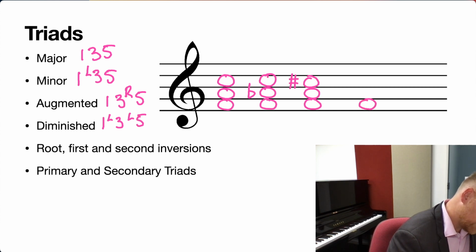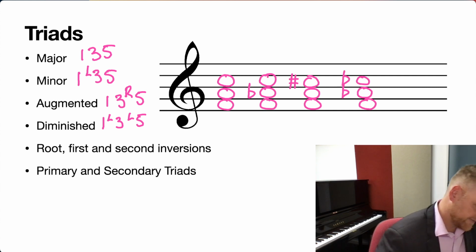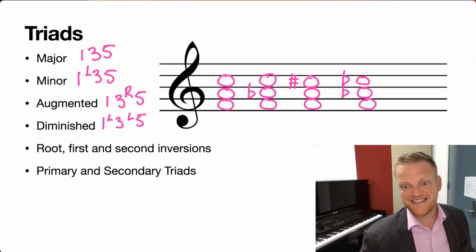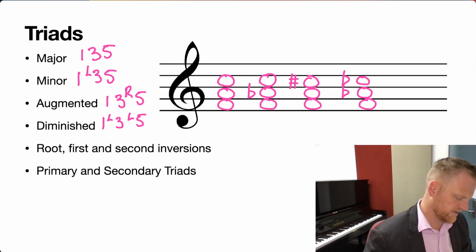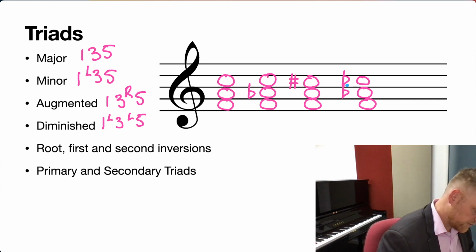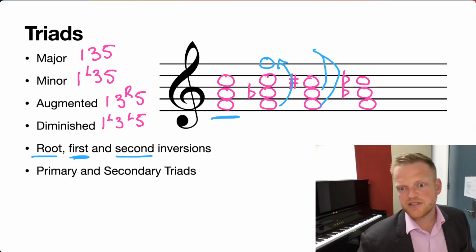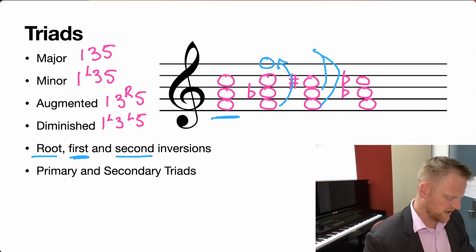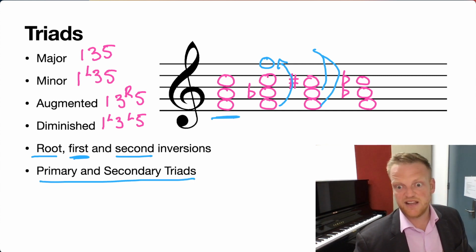I always use the word lowered instead of flattened because it's not always just a flat. In this case, because I've chosen a really easy key, it does happen to be flattened and sharp, but lowered and raised is probably a better way to think of it. With the first inversion, if I put the root note up the top here, that's a first inversion. If I put both of these notes up, that's now a second inversion. Obviously, if it's just in thirds, it's in root position. And primary and secondary triads, we did in the last video.